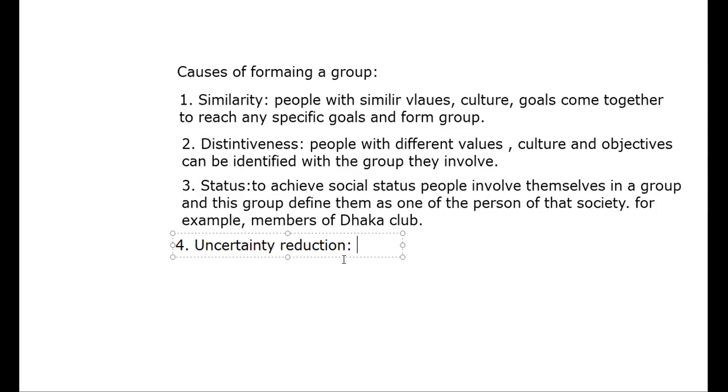Uncertainty reduction means, when you get involved with a group, for example, minority groups across the world are always striving hard to find their position in the society.